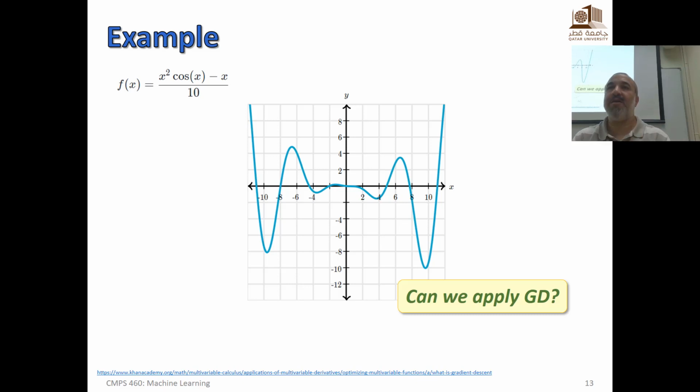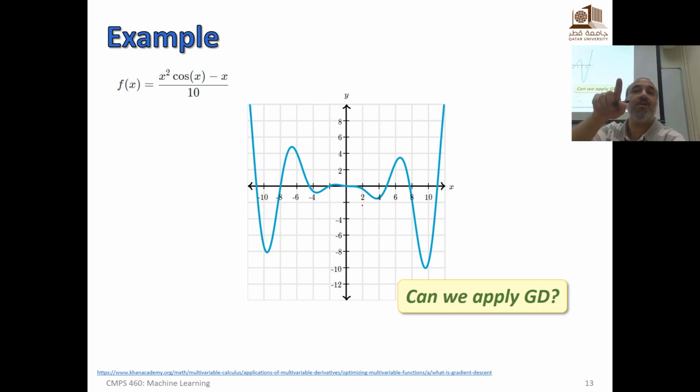With that, let's take a couple of examples. Let's see how gradient descent works with a couple of examples. This is the first example that you see here. This is the function x squared cosine x minus x over 10. And this is the plot of the function in a specific range of x. So this is a function of one parameter.